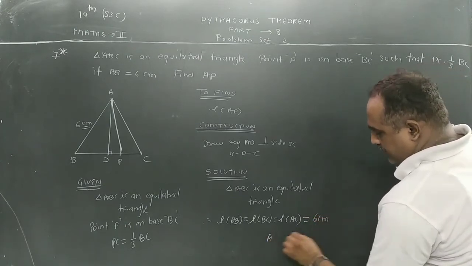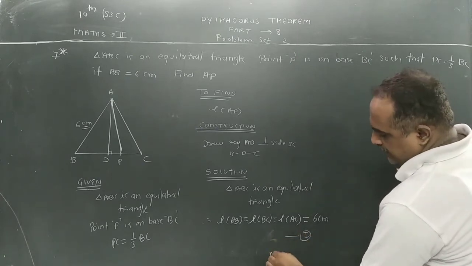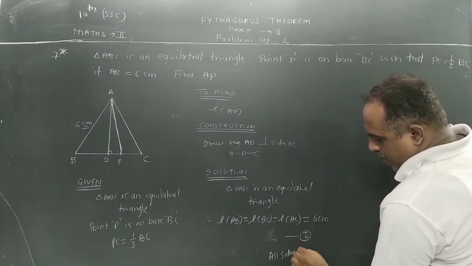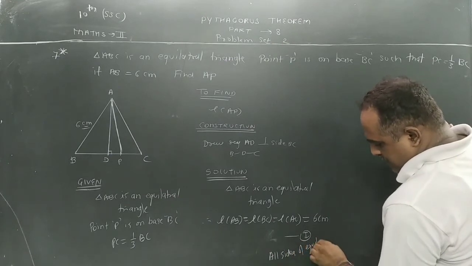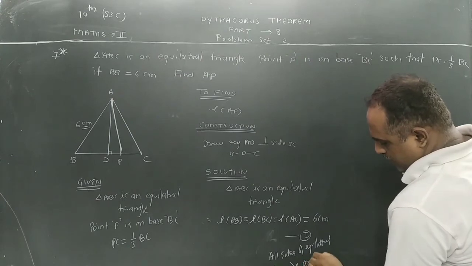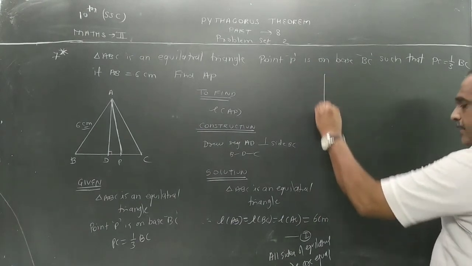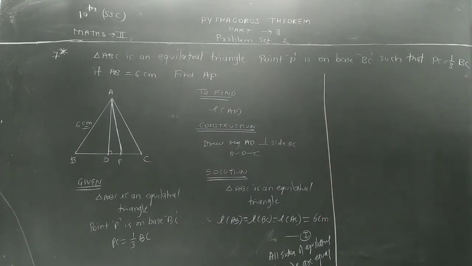Here I can write equation 1. All sides of an equilateral triangle are equal. If you are not writing the reason, it's okay. You write: triangle means all the sides are equal only. Have you understood this now?